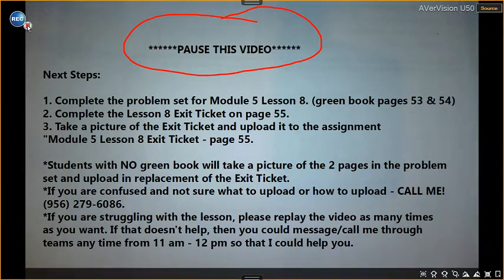Again, I just want to remind you that I don't want to receive any pictures of the exit ticket through Teams message or through my text. I want to see them uploaded. Again, if you don't know how to upload it or if you're confused on what to do, my number I have provided here, you can call me at 956-279-6086. I will quickly help you with that.